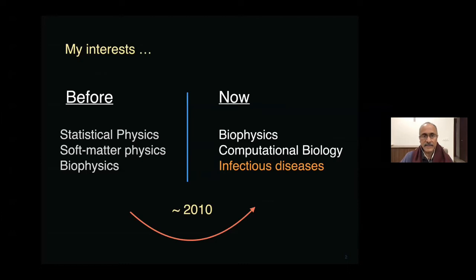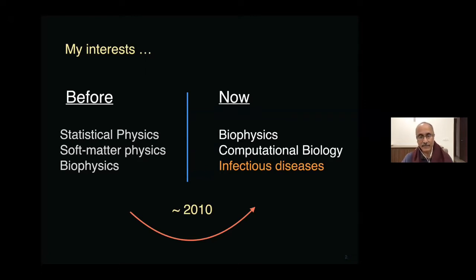So it may help a little bit to tell you what my interests are. I started off as a physicist. So there's a before and a now. My before involved statistical physics, soft matter physics, and a bit of biophysics. Now it's very largely biophysics, computational biology, but at least over the last year or so, thinking about diseases, in particular COVID-19, has pretty much taken over my entire research agenda.